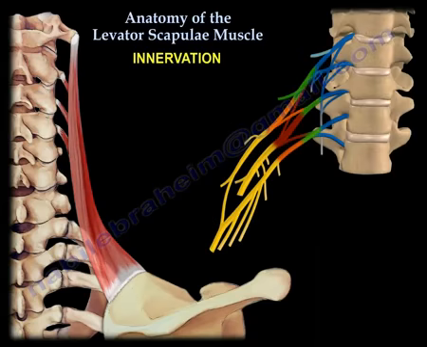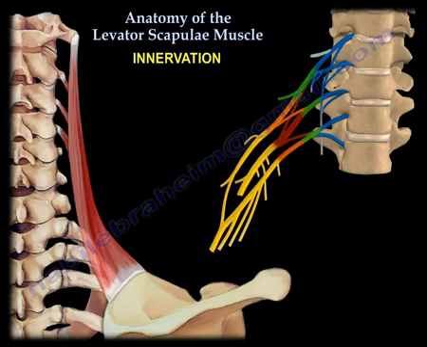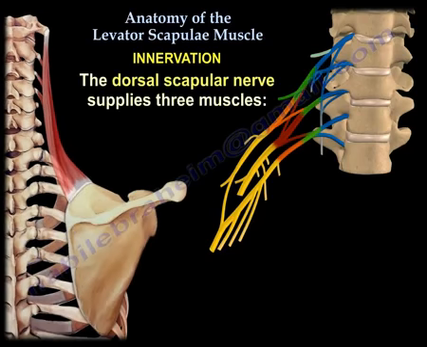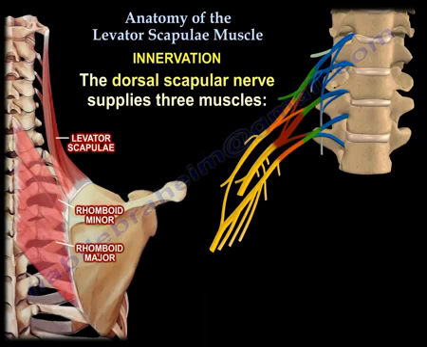Nerve supply: the dorsal scapular nerve, which is C5, and the cervical nerves C3 and C4. The dorsal scapular nerve gives innervation to three muscles: the levator scapulae, the rhomboid minor, and the rhomboid major.